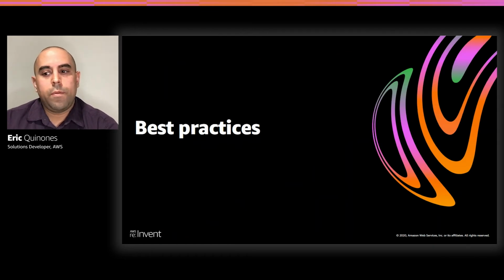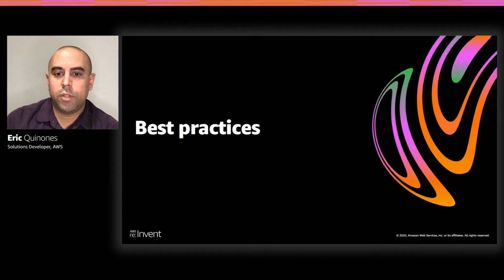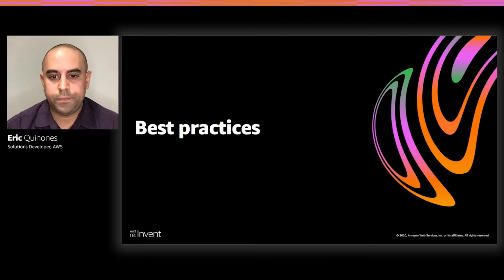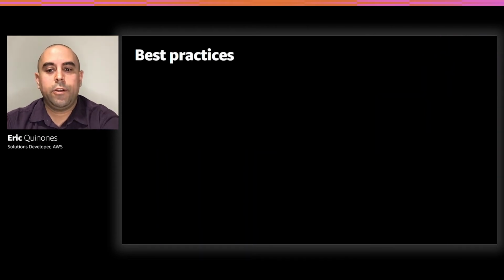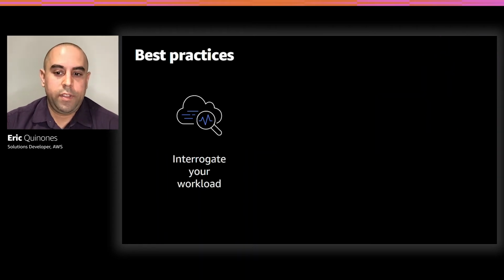Again, just as a reminder, it's possible to architect a highly available and resilient architecture in one region using a multiple availability zone strategy. But if you've determined that you need to pursue multiple regions, these best practices will still benefit you. So the first best practice is to interrogate your workload. I like to think of it as interrogating my workload early and often.